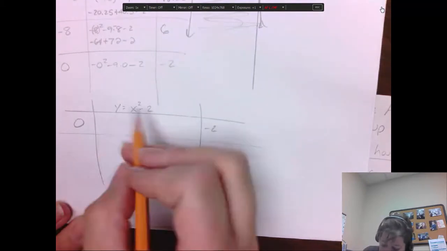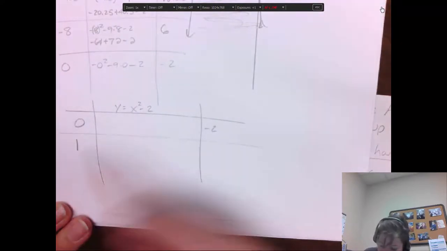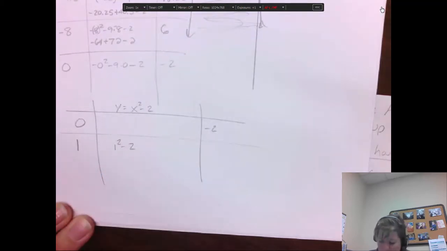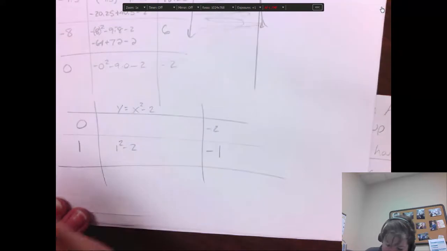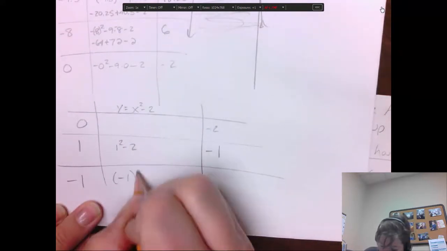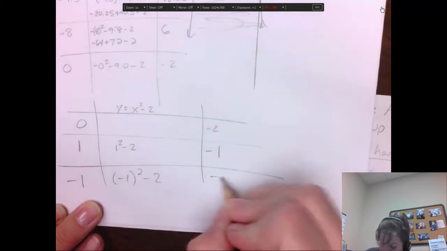So let's see. So another number, let's try 1 on the other side of 0. So we'd have 1 squared minus 2. 1 squared is 1, minus 2 is negative 1. And let's try on the negative side, maybe negative 1. Okay, so then we'd have negative 1 squared minus 2. Negative 1 squared is 1, minus 2 is negative 1. So let's graph those 3 points.